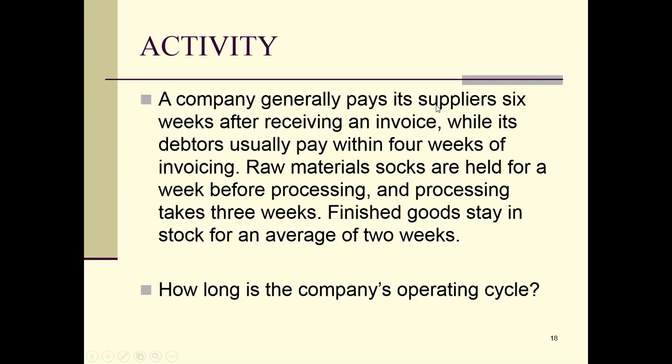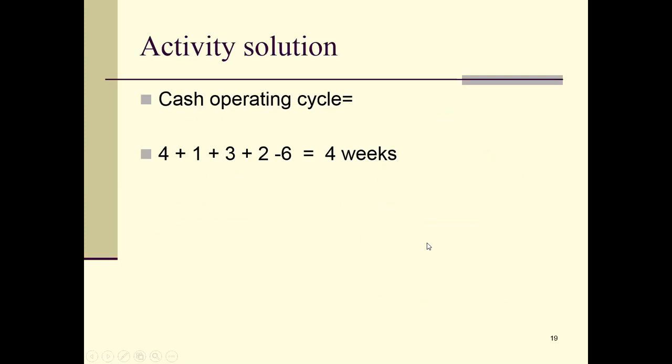But again check, your suppliers are taking 6 weeks, your debtors, which in simple words we call receivables, your customers are taking 4 weeks, raw material will remain in store a week, processing time is 3 weeks, and finished goods stay in stock for an average of 2 weeks. When I convert all this information into operating cycle, then only the time that your suppliers are taking, you will deduct it, and the rest of the information you will add. So it will give you 4 weeks operating cycle. It means that whatever cash you are investing, you take around 4 weeks when your cash will recover back to you.